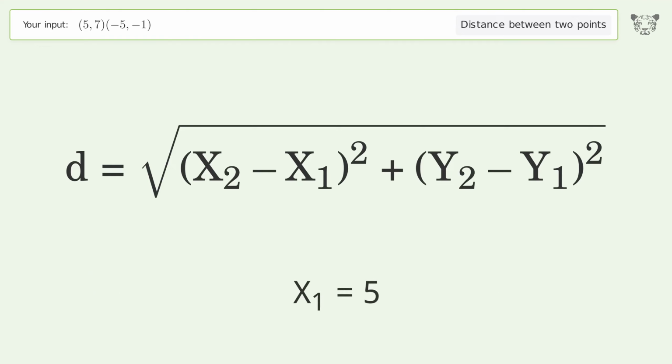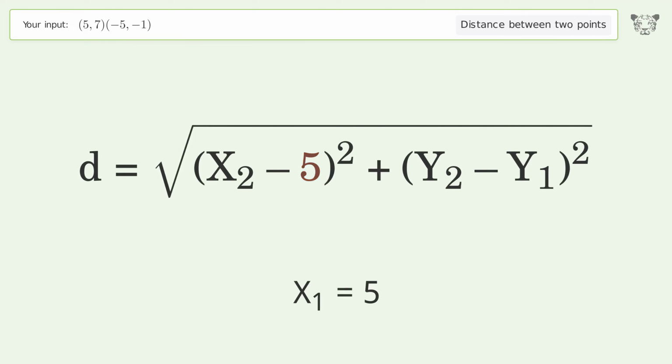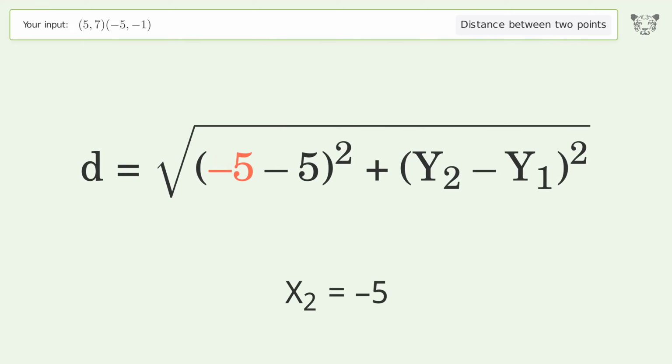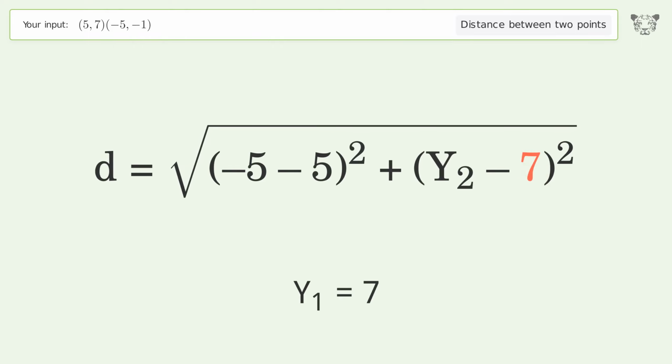x1 equals 5. x2 equals -5. y1 equals 7. y2 equals -1.